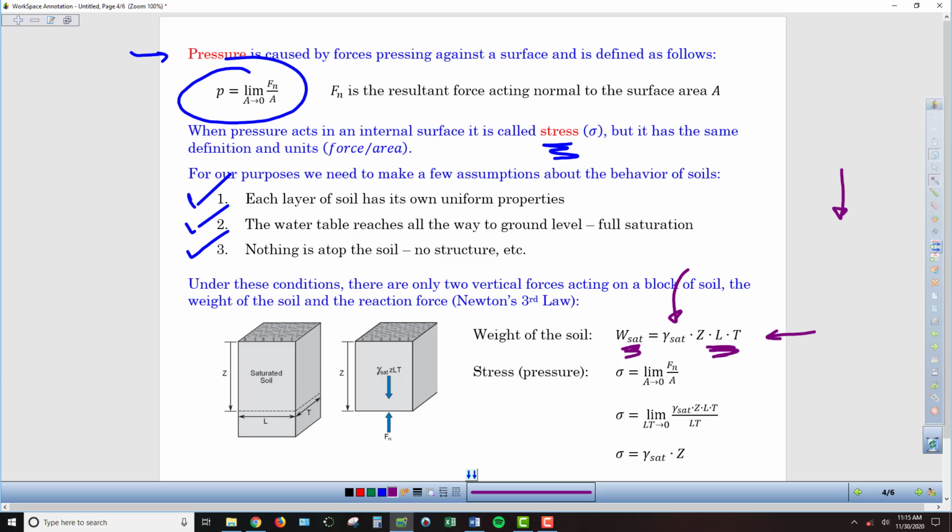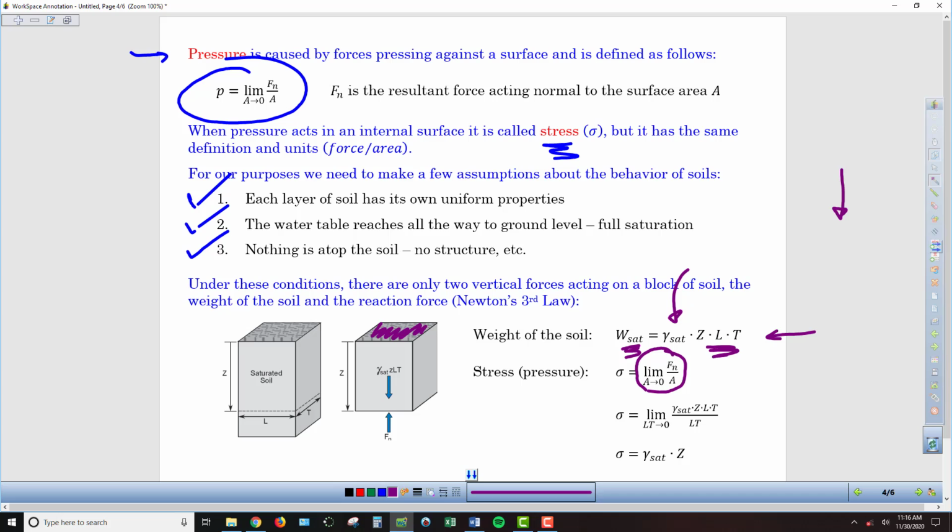And so then when we want to change that to stress, when we want to figure out what is the stress that the soil is experiencing, remember that that's a force per unit of area calculation. So we're going to take the limit, as we have it described up above, as the area is reduced to zero, of the force, so the weight of the soil, divided by the area over which that force is being applied. So that's going to be this flat surface if we imagine it for a block of soil.